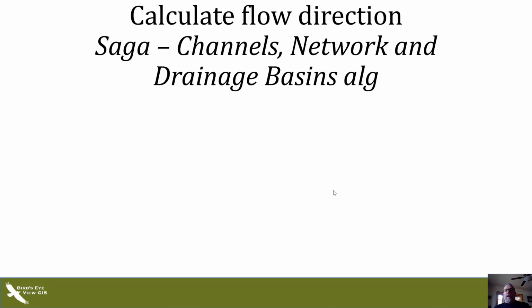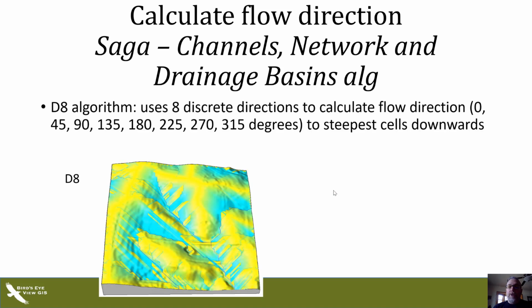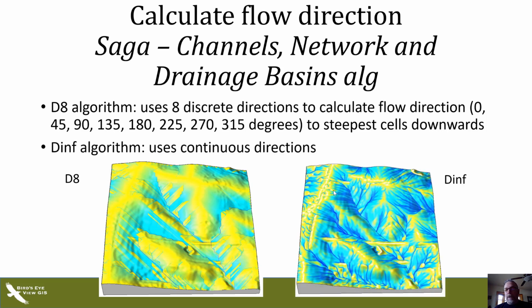The next tool that we show you how to use is another Saga tool, Channels, Network, and Drainage Basins. And this tool can be used with the D8 method, where you're using 8 surrounding pixels to determine flow direction. There's also a D infinite method. Usually you get better results with D8. It's more reliable, so that's what gets covered more thoroughly in the book.